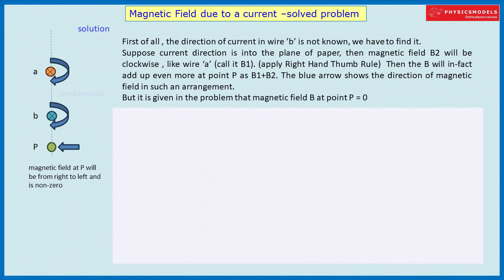For the wire B, there are only two cases possible for the direction of current. As seen on the left, I have taken a case where the current is going into the plane of the paper for the wire B.